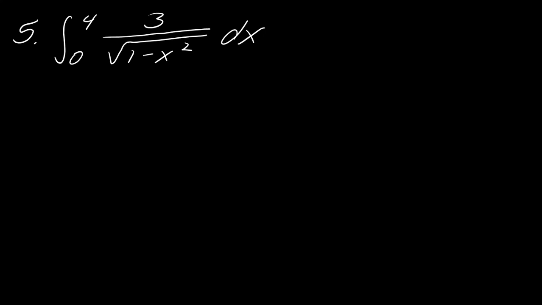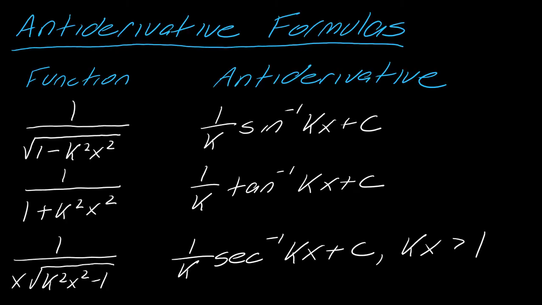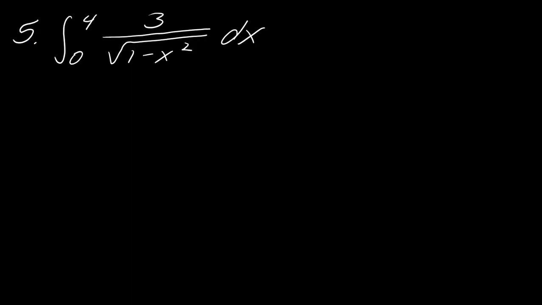Okay, so for number 5, we've got the definite integral from 0 to 4 of 3 over the square root of 1 minus x squared. This is really just an exercise in knowing your antiderivative formulas. This is following this format, so this is going to be inverse sine. So this one will just equal 3 inverse sine of x, and then I just have to evaluate that from 0 to 4.